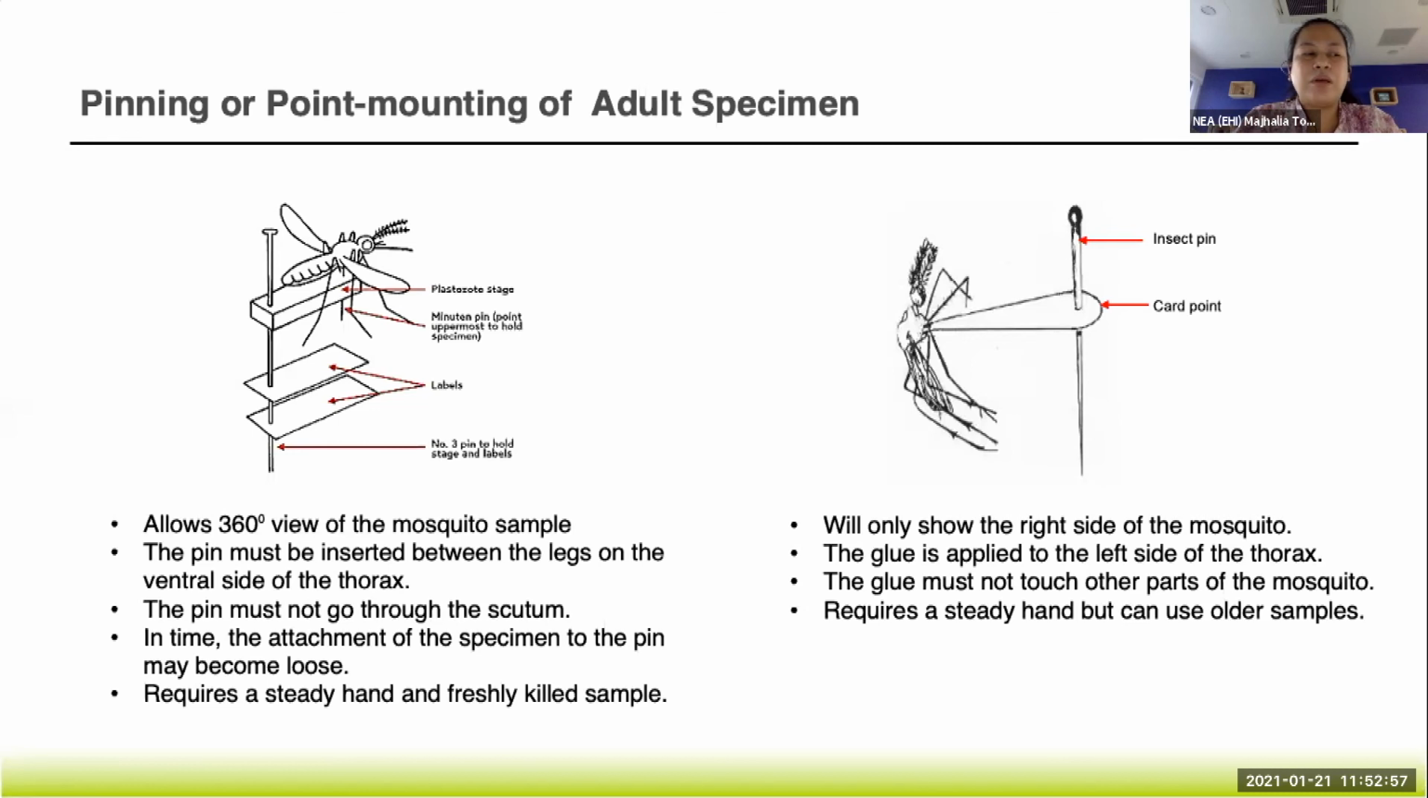So it is better to kill your sample either with ethyl acetate or freezing, and then you take them out of the freezer and let them thaw a bit before you start pinning.